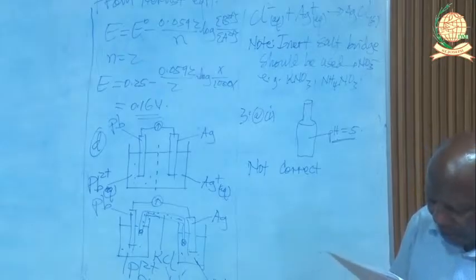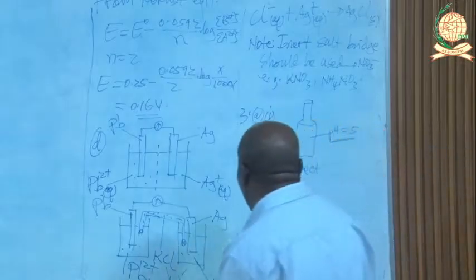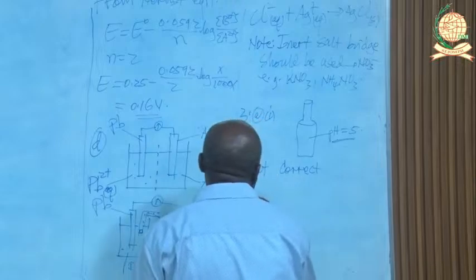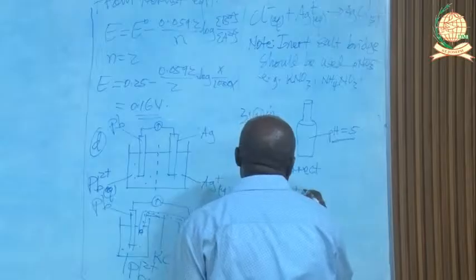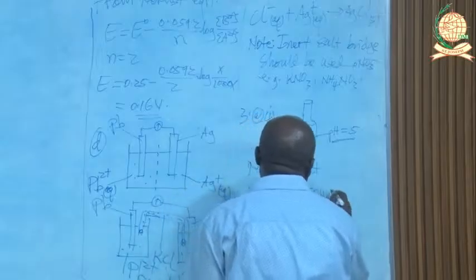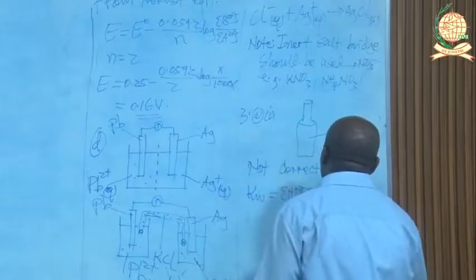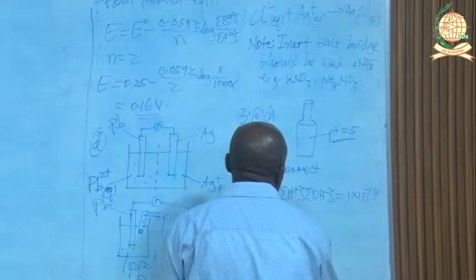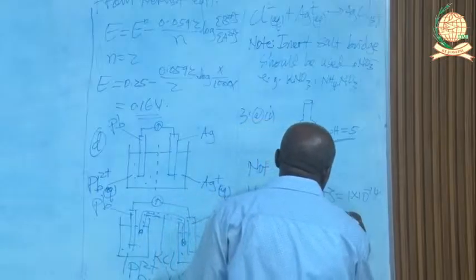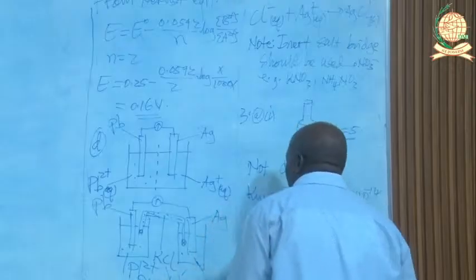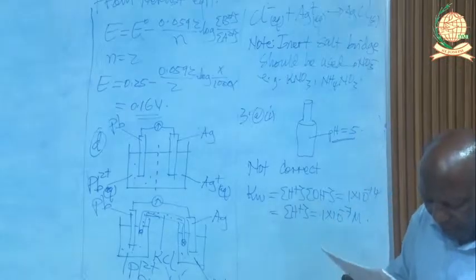Now Roman 2, what is the concentration of hydrogen ions at room temperature? Kw is equal to hydrogen ion concentration times the hydroxide ion concentration. Because the Kw is 1 times 10 power negative 14, if you calculate it, then you will get hydrogen ion concentration is equal to 1 times 10 power negative 7 molar. So this is the concentration of hydrogen ions at 298 Kelvin.